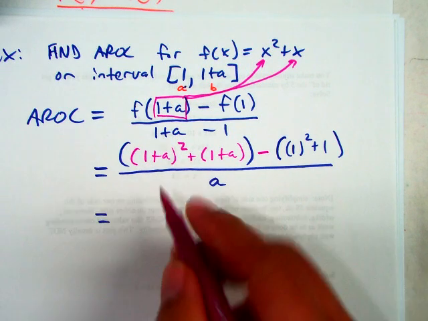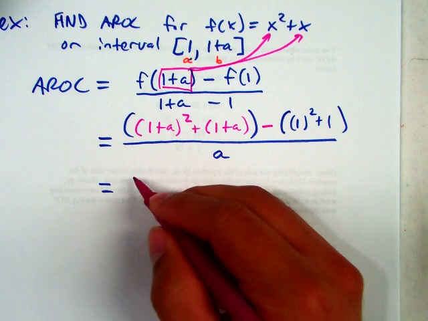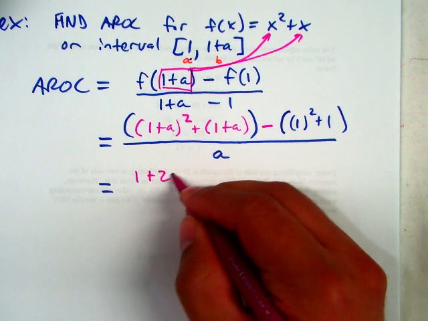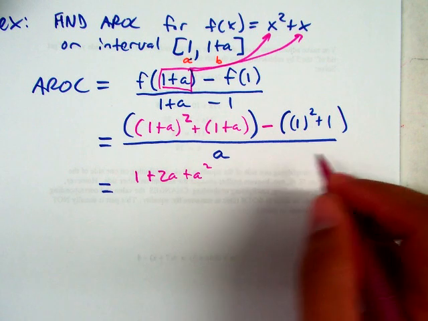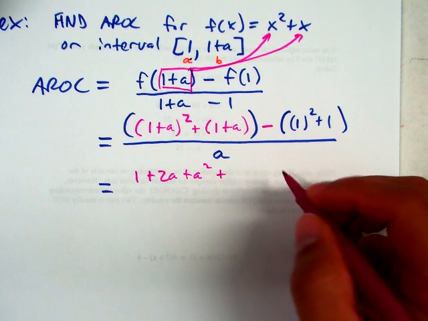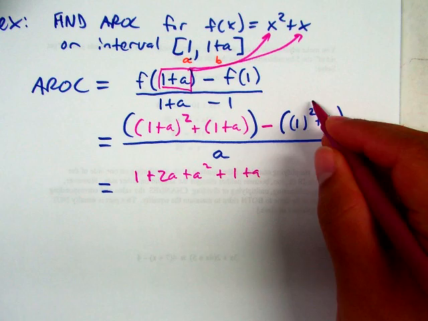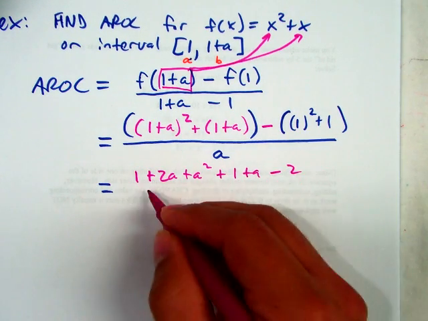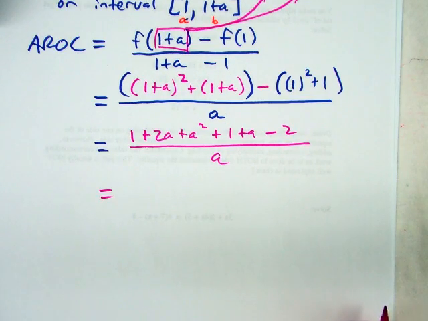If I square 1 plus a, what does that become? 1 plus 2a plus a squared. You guys are getting better. No one's saying 1 plus a squared anymore. Plus 1 plus a. Let's distribute. And this is 2, right? So minus 2 all over a. Keep cleaning things up. And here's the nice thing. With all these problems that we're doing with average rate of change, and when we do different quotients in a minute, you're going to see a lot of stuff cancel.